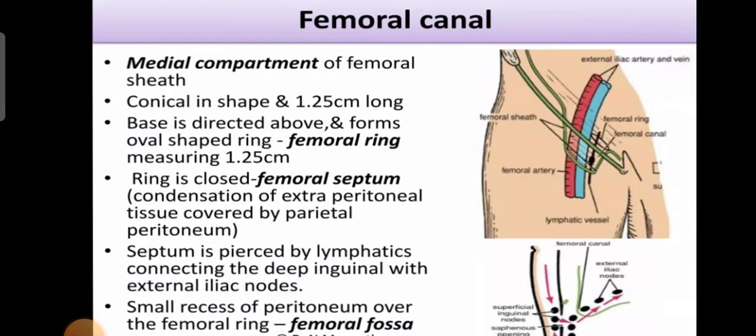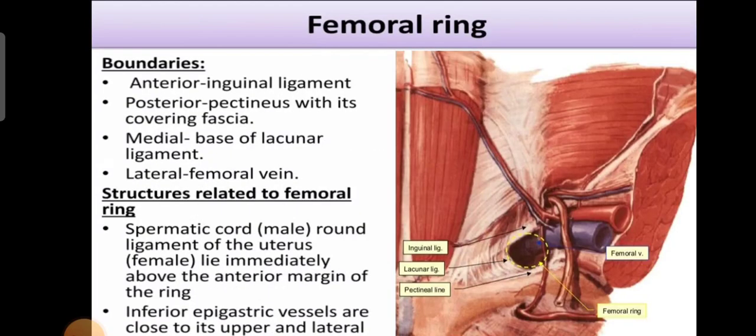This ring is closed by the extraperitoneal tissue, and this extraperitoneal tissue is termed the femoral septum. This septum is pierced by the lymphatics connecting the deep inguinal lymph nodes with the external iliac lymph nodes, and there is a small recess of peritoneum over this femoral ring, which is termed the femoral fossa. So here we can see the femoral ring, which is the superior border of the femoral canal.